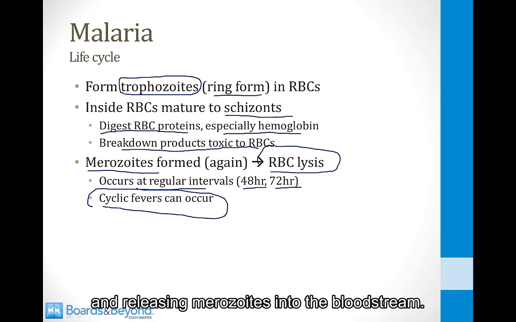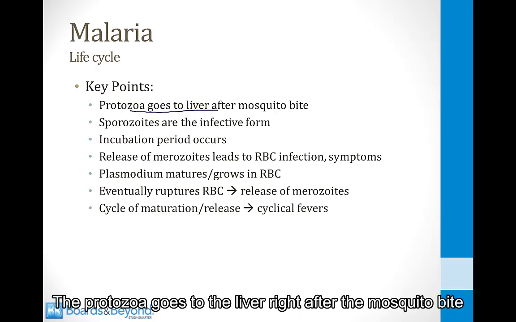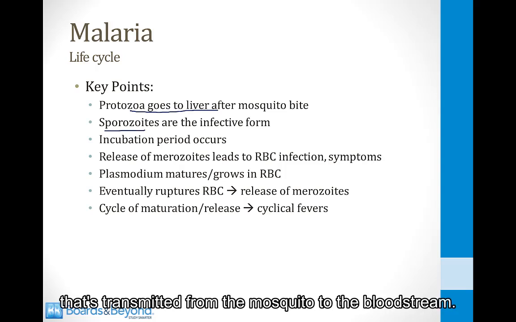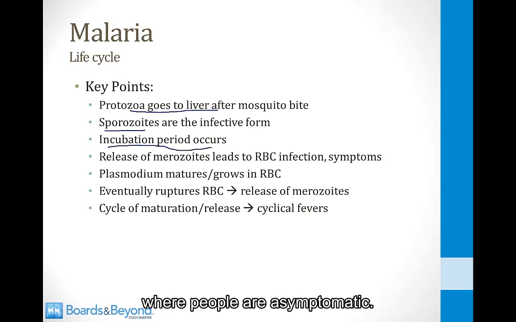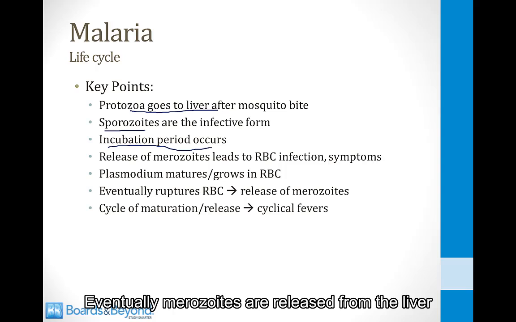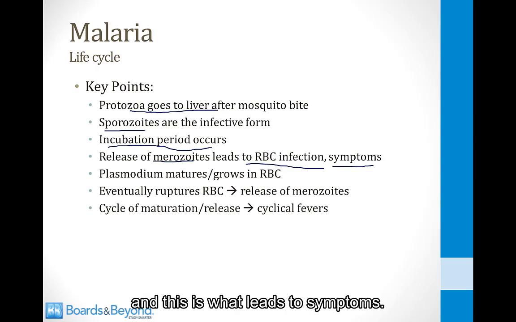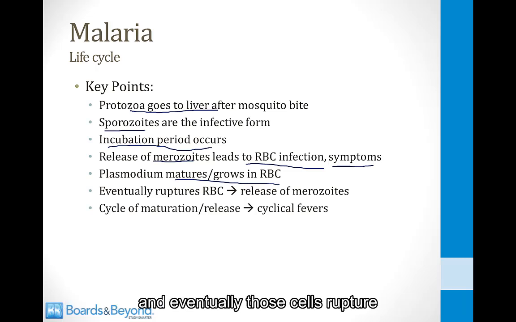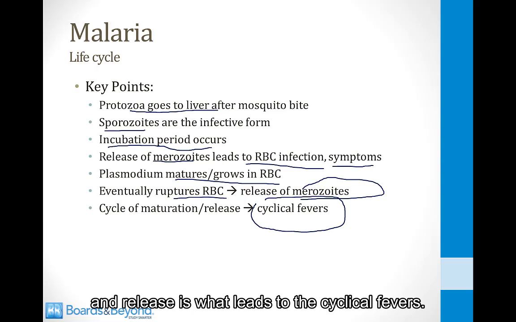So here's some of the key points to remember. The protozoa goes to the liver right after the mosquito bite, and the sporozoites are the infective form that's transmitted from the mosquito to the bloodstream. There's an incubation period of about a month where people are asymptomatic. Eventually, merozoites are released from the liver and they infect the red blood cells, and this is what leads to symptoms. Plasmodium matures and grows inside the red blood cells, and eventually those cells rupture and release merozoites again, and this cycle of maturation and release is what leads to the cyclical fevers.